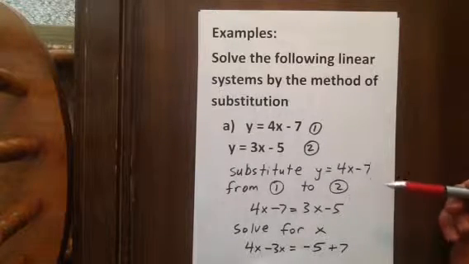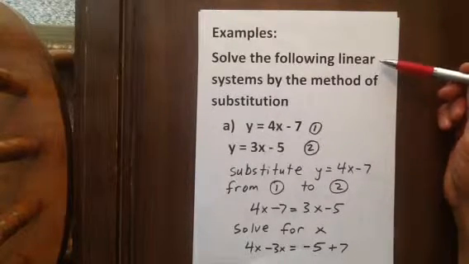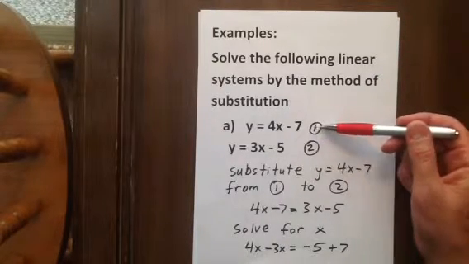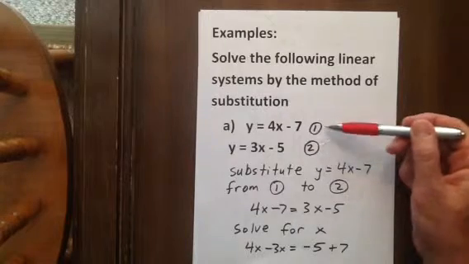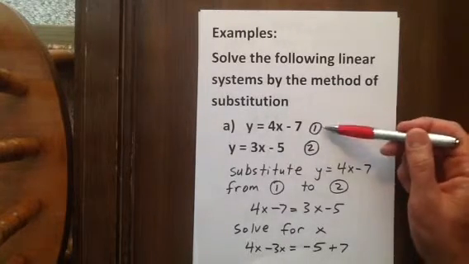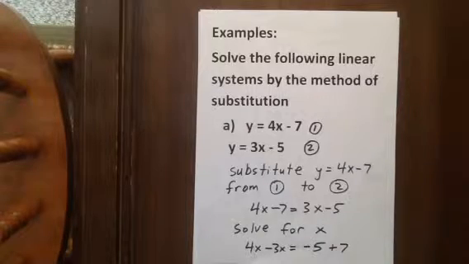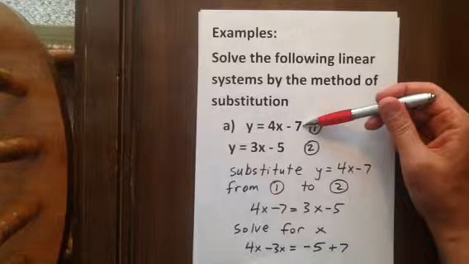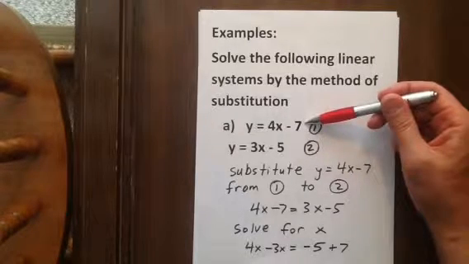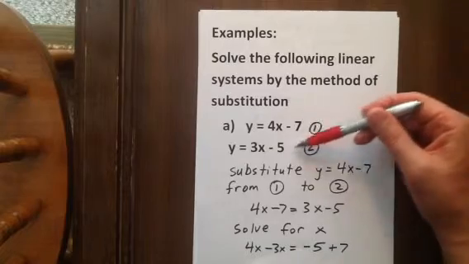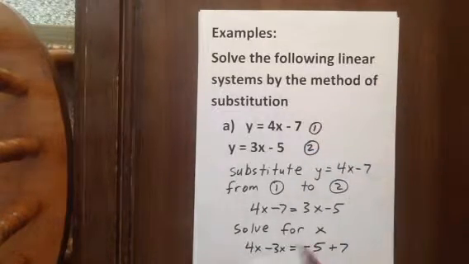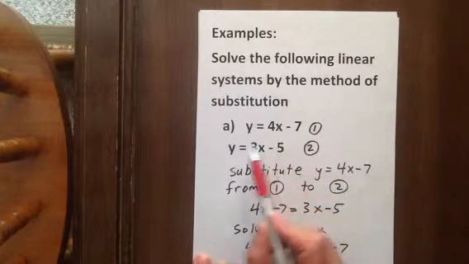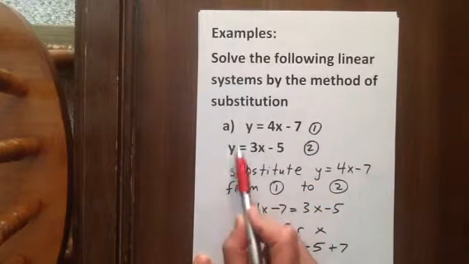So our first one is requesting us to solve the following linear system by the method of substitution. We have equation 1 and equation 2. I like to put a 1 and a 2 in circles like this just to help me organize my solution. Well, we see that we have an expression for y in terms of x given to us in equation 1. For that matter, in equation 2 as well. So what we're going to do is take this expression for y, 4x minus 7, and substitute it in for y right here.